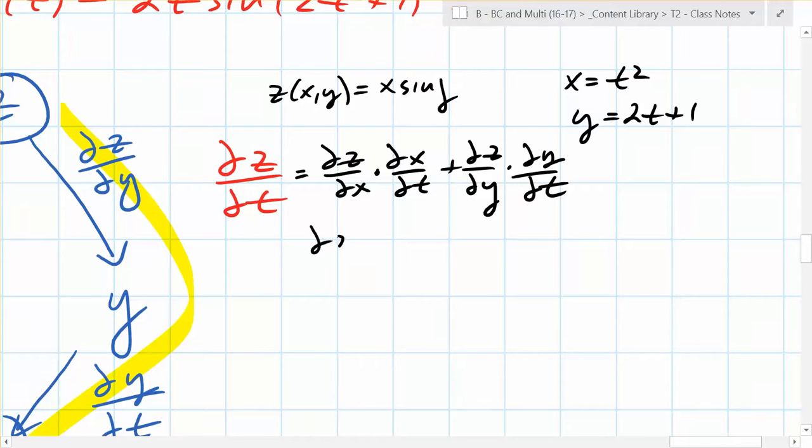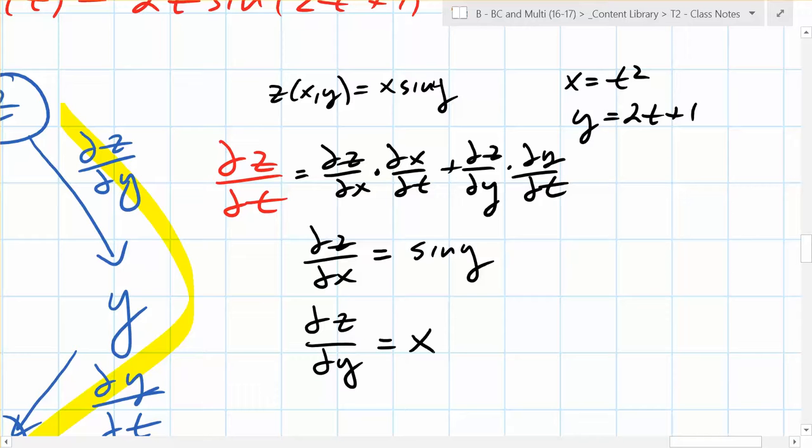So what is dz dx going to be? The partial of z with respect to x. What's that going to be? Careful, x is moving. It's just sine y. What's the partial z with respect to y? It's just x. Do you agree with that? You good? Okay. What's the partial x with respect to t?